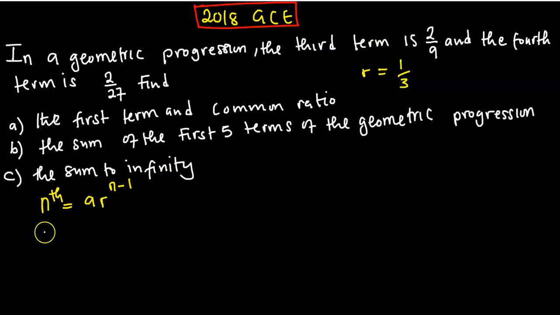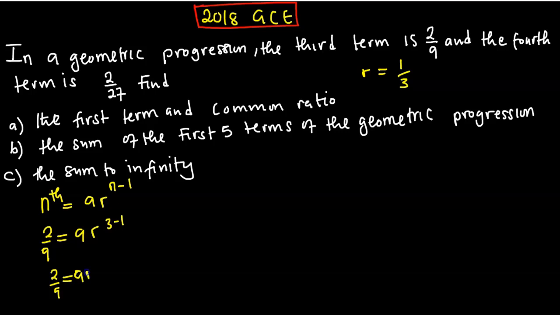So what is the third term? The third term we are given is 2 over 9, equal to term number 1 multiplied by the common ratio. We are going to ignore the common ratio we found and do as if we don't have it, because we want to use another method of solving. So what is n, which is the position? This is the third term, so we subtract 3 minus 1.